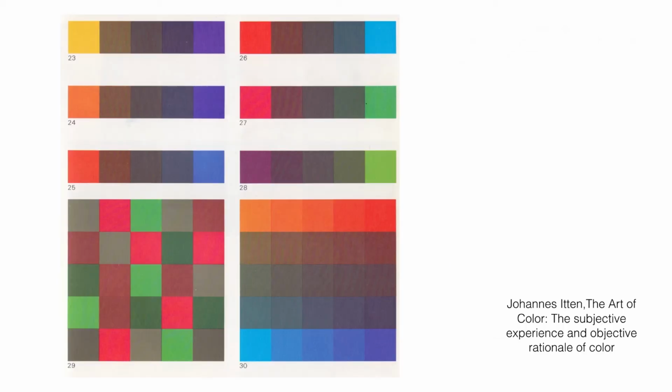You can see here these are examples from Johannes Itten from The Art of Color. Those complementaries up the top, we've got those muted tones in between, and in that figure 29 below, where you've got those intense reds and greens, but they're harmonized by the use of those muted tones.